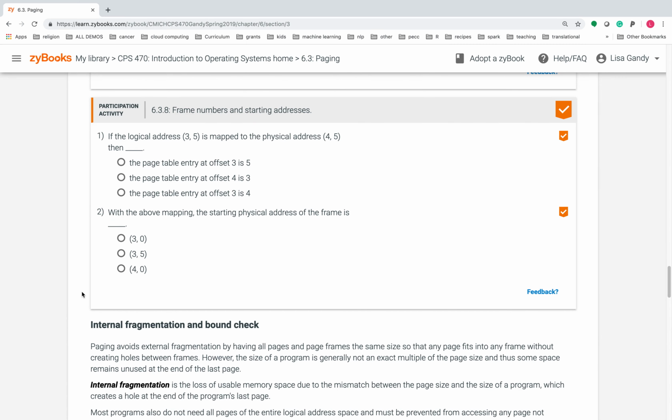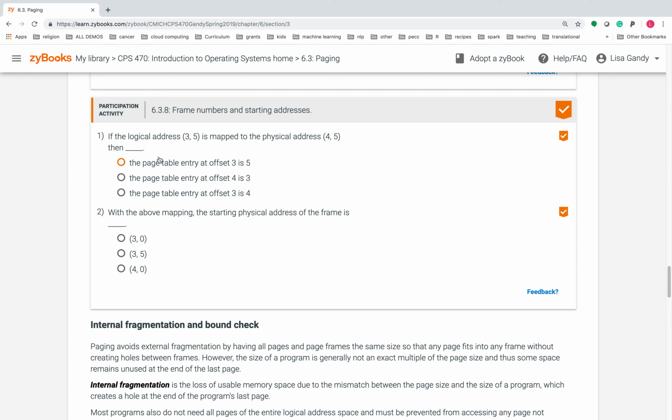And then if the logical address 3.5 is mapped to the physical address 4.5, then the page table entry at offset 3 is 4. So this is our page, and this is our offset. But they call this offset 2 because it's like an index. I like to call it an index.